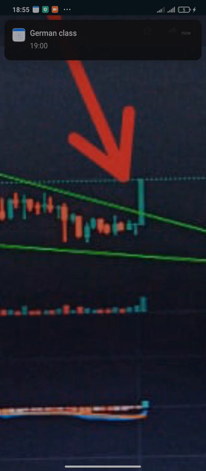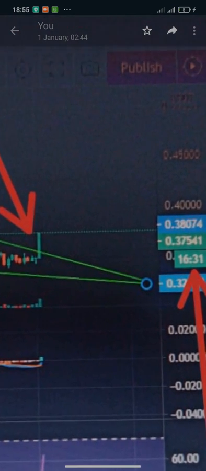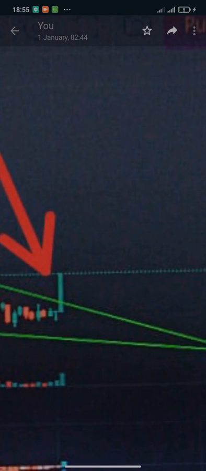But for those people that want to play really safe, you wait for the close of this. I think this was a 1 hour candle. You wait for this 1 hour candle to close. Here it was 16 minutes 31 seconds remaining to close. So you wait for it to close and see if there's going to be a retest. If you want to be way safer, you wait for the next 1 hour candle and see if it's going to retest this descending diagonal line before you buy. This is just for you to be extra safe.